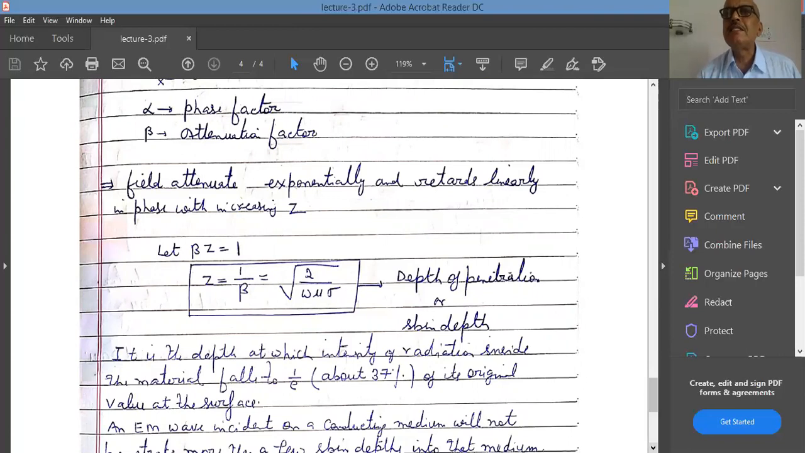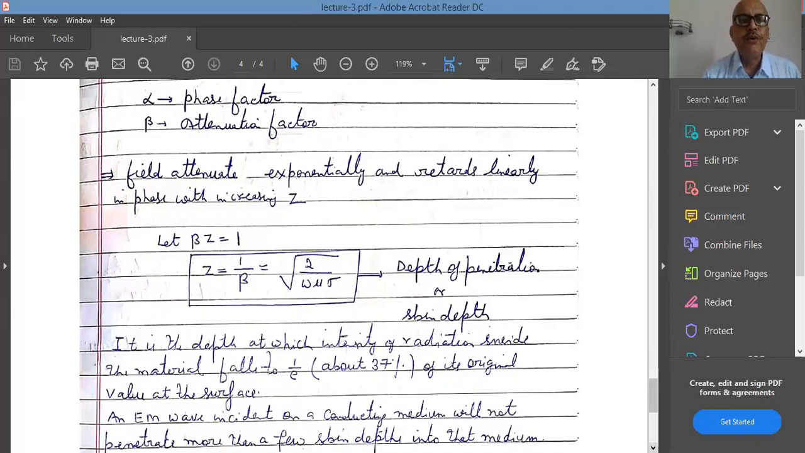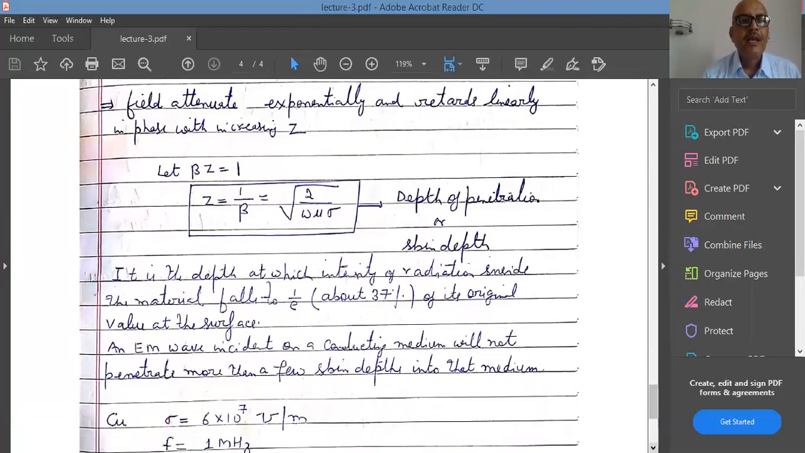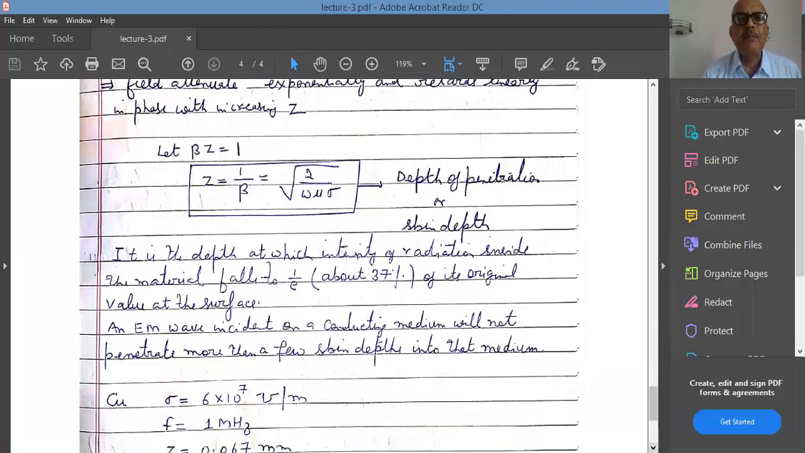So therefore we can say, if the electromagnetic wave is incident on a conducting medium, its effect is limited to the surface. That is why we call it skin depth. It is also called depth of penetration. Its effect is limited to a few skin depths only. Now I will give you some examples.